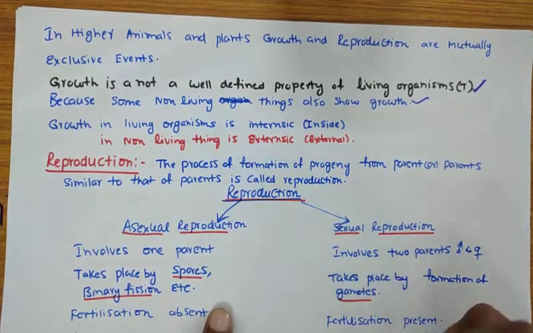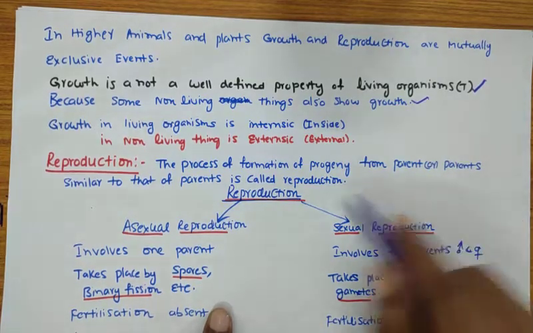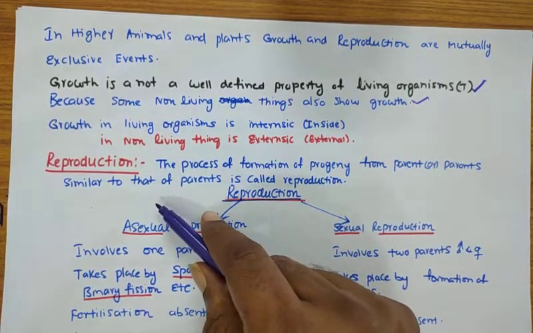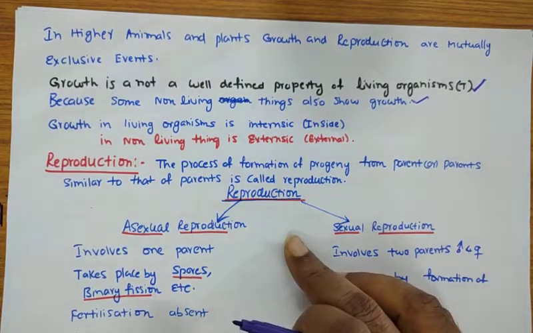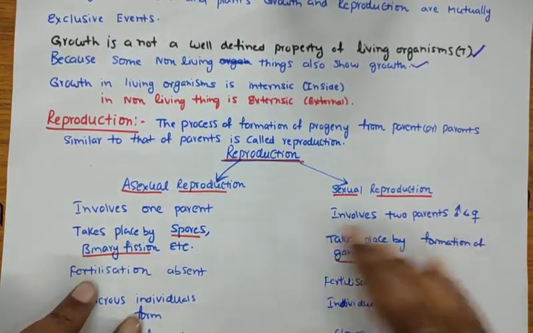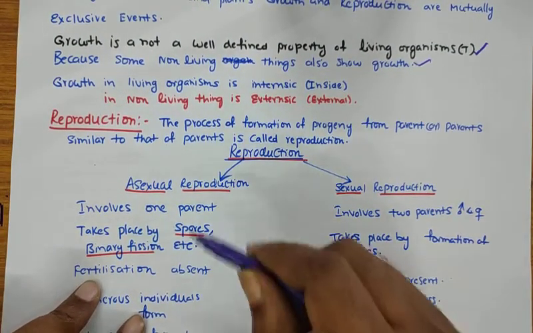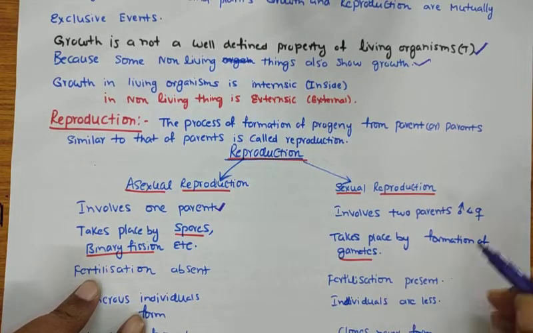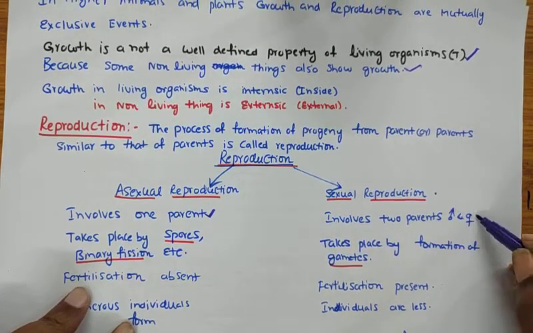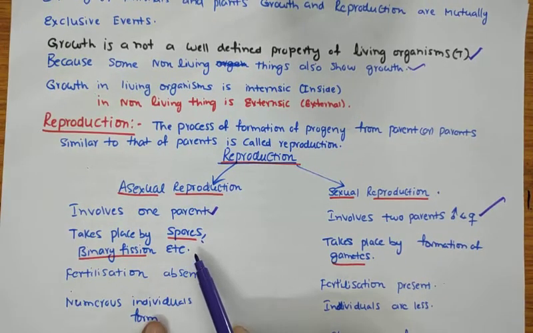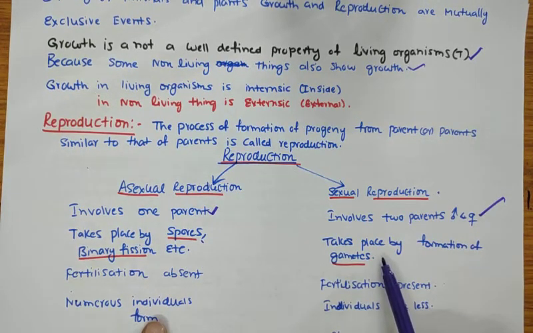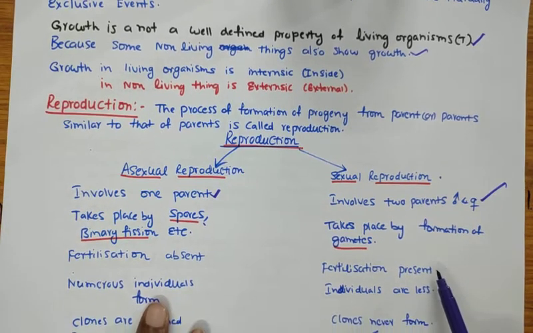The process of formation of progeny from parents, similar to the parents, is called reproduction. Reproduction may be of two types, asexual and sexual reproduction. Asexual reproduction generally involves only one parent. Sexual reproduction involves two parents, male and female. Asexual reproduction takes place by spores, binary fission and so on, whereas sexual reproduction takes place by the formation of gametes. Here fertilization is absent, whereas here fertilization is present.